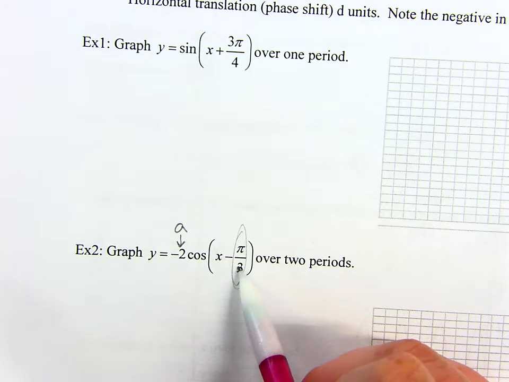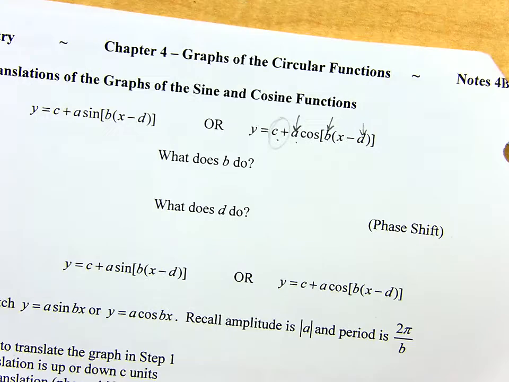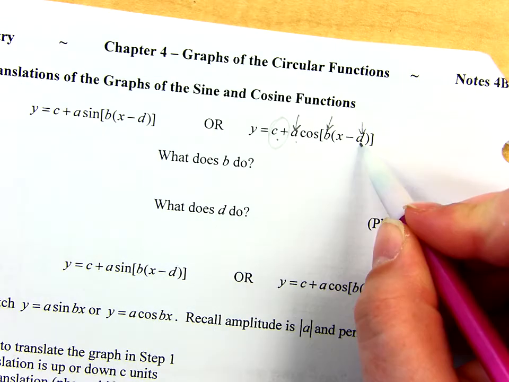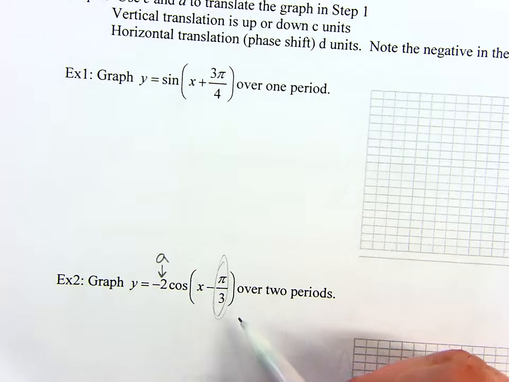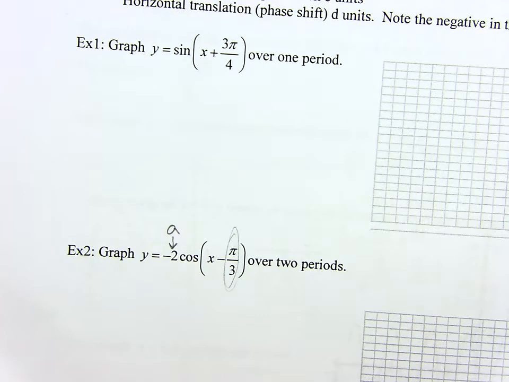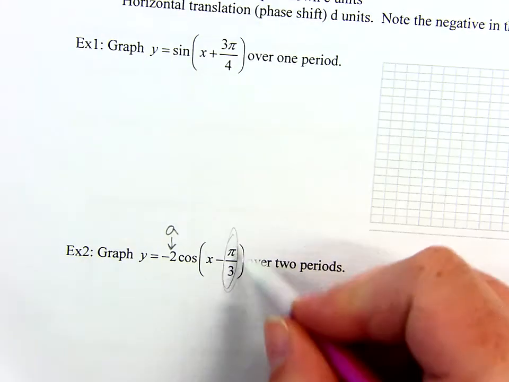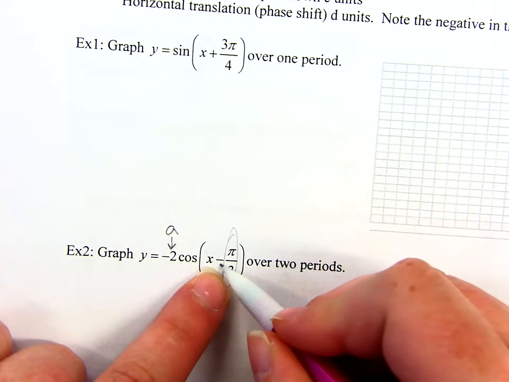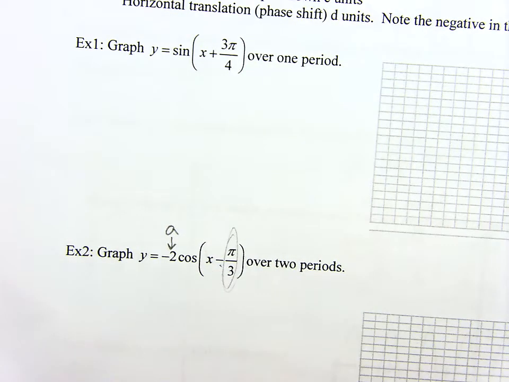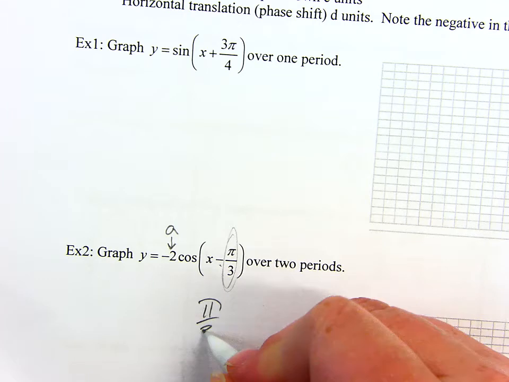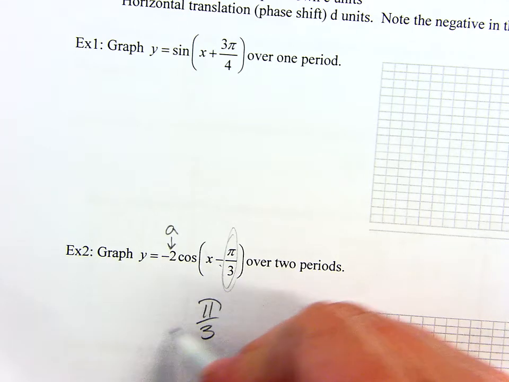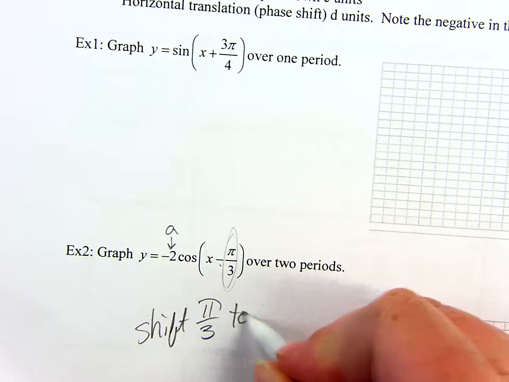Yes, that is, if you look at the formula, that is in place of D. And we said that D shifts you left to right. So D in this case must have been a positive pi over 3, right? Because to put it in the formula is a minus. So you really want to think, I know it says a negative right there, but in order to make it a negative, it must have been a positive pi over 3. Does that make sense? So what we are going to do is shift pi over 3 to the right.